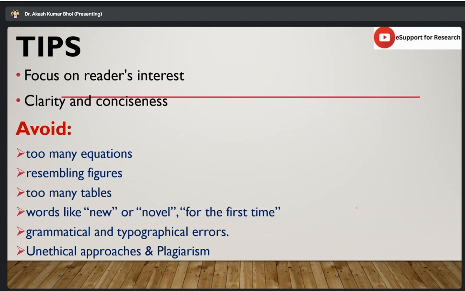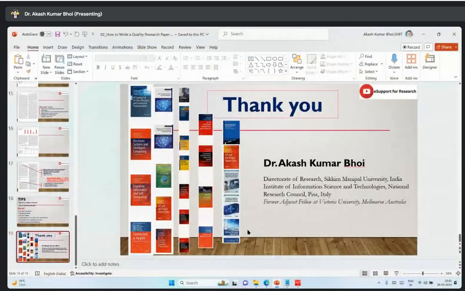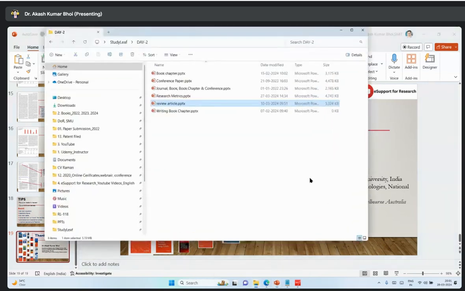Words like new, novel, for the first time also need to be avoided. Grammatical typos, graphical errors, or unethical approaches, misuse of AI tools, plagiarism, those need to be avoided. And saying that, if you have any query, we can take that, and then we can move to the difference between a book, book chapter and conference paper, and this research article.